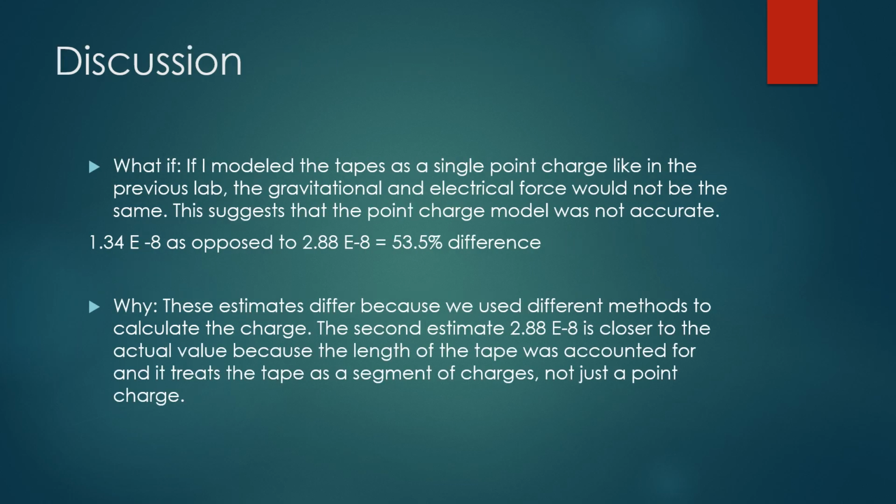For the what-if question, if I model the tapes as a single point charge like in the previous lab, the gravitational and electric force will not be the same. This suggests that the point charge model was not accurate. As you can see, between my first estimate of the charge and my second estimate of the charge, there's a 53.5% difference. For my why question, these estimates differ because we use different methods to calculate the charge.